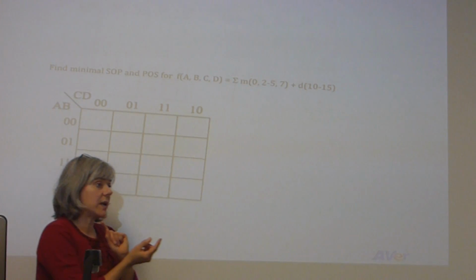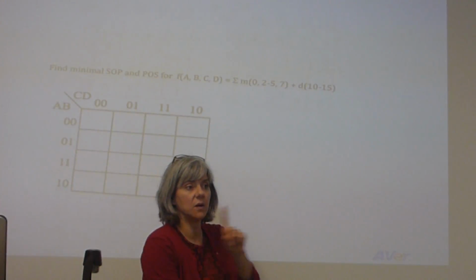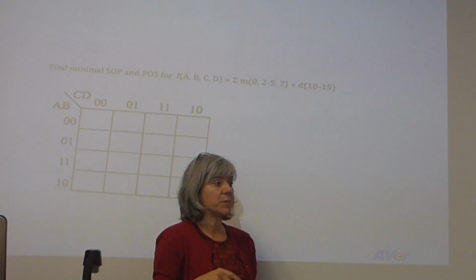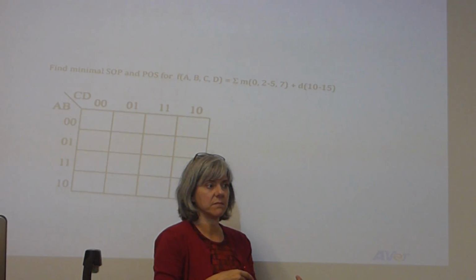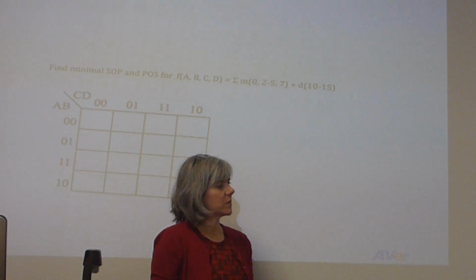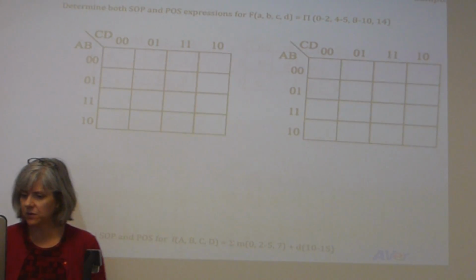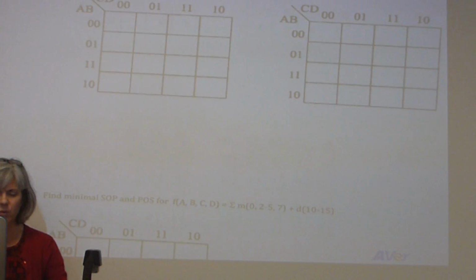Okay, we can use K-maps to get SOP or POS. SOP is sum of products, that's what we've been doing. POS is product of sums. Can't tell which one's going to be smaller until you try it. So let's look at these ones. First let me just show you.